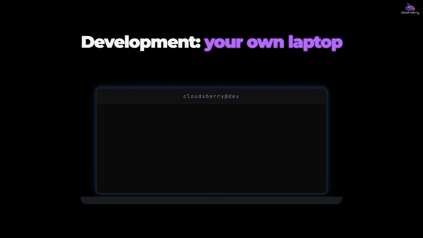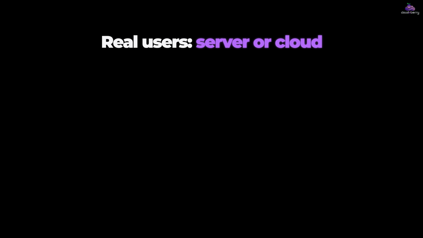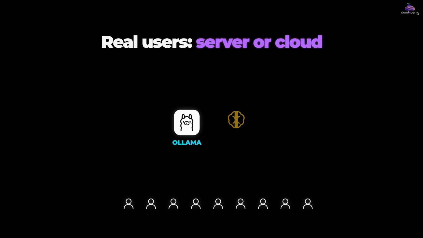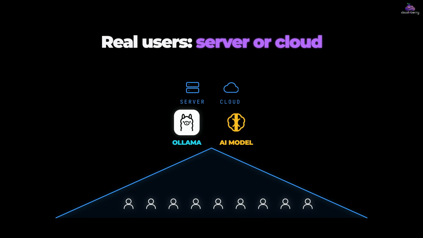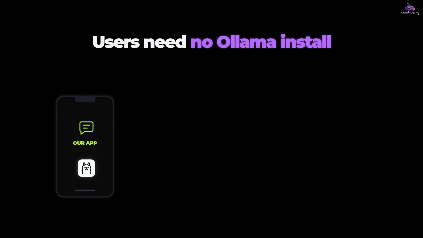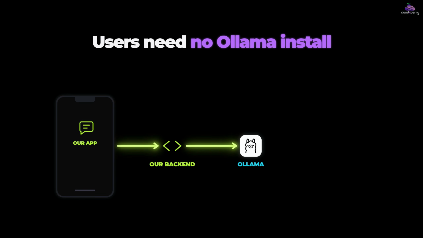Now, during development, you might run your application, Ollama, and the model on your own laptop. But when the application is used by real users, you can run Ollama and the model on a server or cloud infrastructure. Your users don't need Ollama installed on their devices. They simply interact with your application. Your backend communicates with Ollama, and Ollama communicates with the model running on your infrastructure.